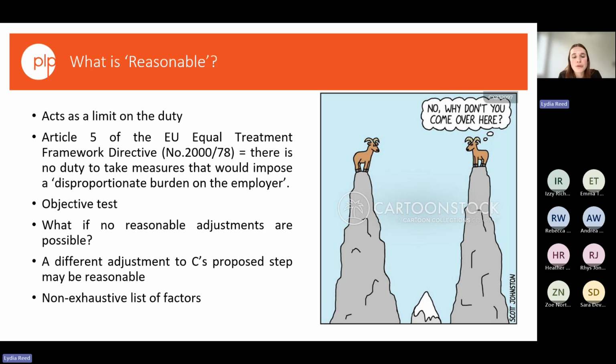So the focus with the proposed reasonable adjustment in the claim is a practical one, and it's practical on two bases: the practical outcome, so the effectiveness of the step in practice, and then also practicalities for the employer, really. How easy is it for the employer to take that step?